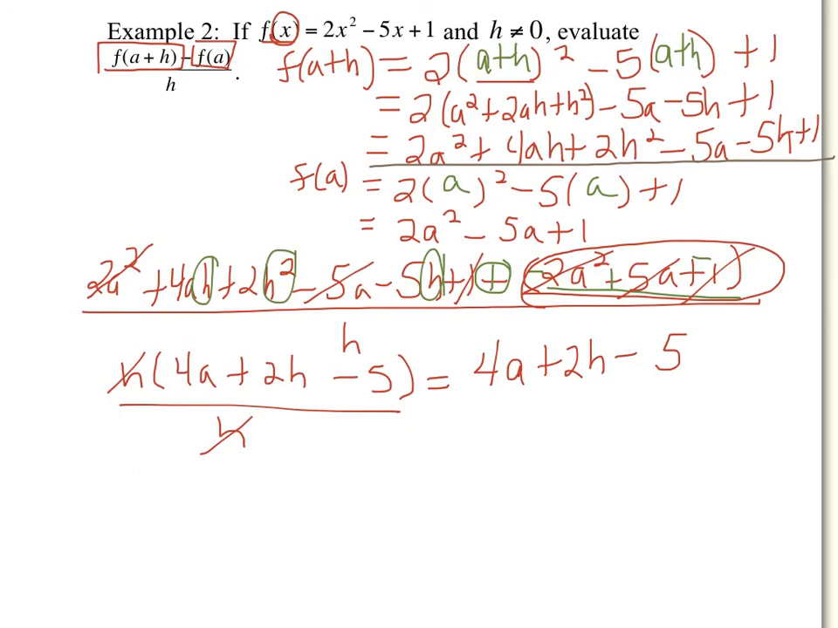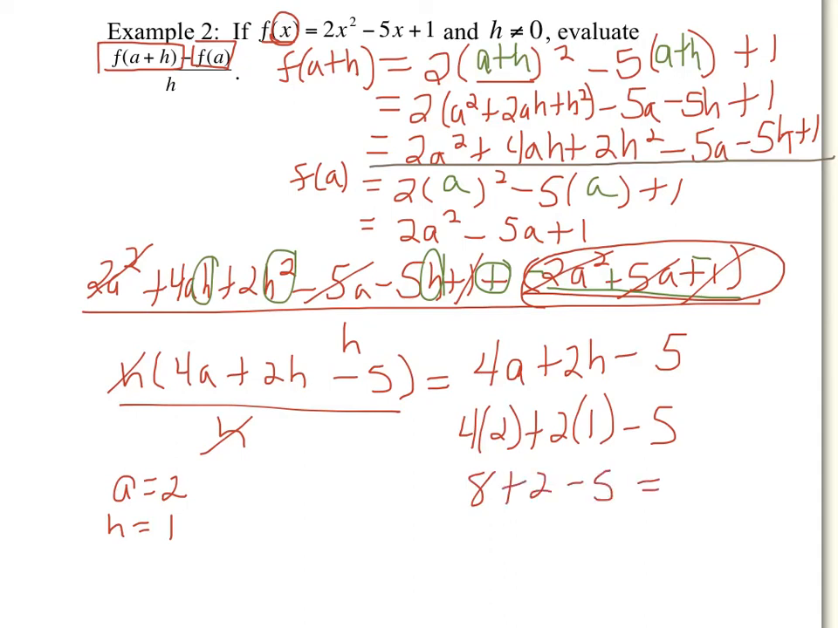Now, I told you to remember what we did on the last slide. We said that a equaled 2, and we went a distance away from 2 in the positive direction of 1. So if I plug that in here, I would get 4 times 2 plus 2 times 1 minus 5. So I have 8 plus 2 minus 5, or 10 minus 5 for 5. And if you recall on the last slide, it's exactly what we got for the slope, from a equals 2 and having a distance of 1 away from it.